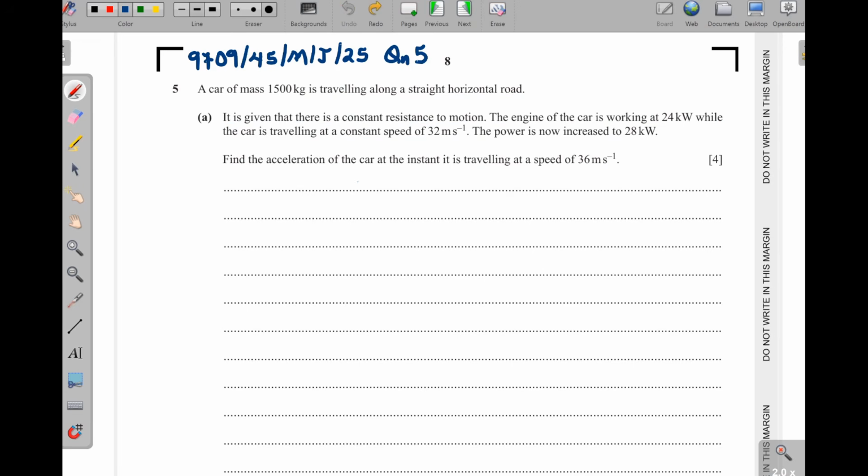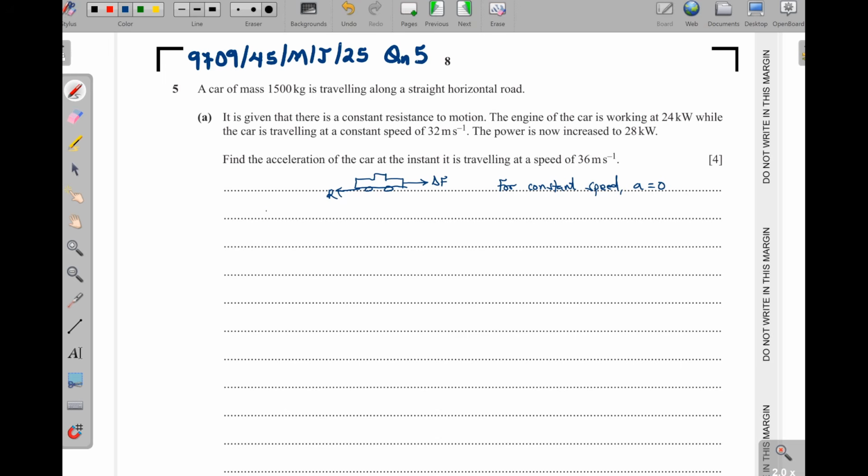Now, I'm having this car here on the horizontal road. This car has a driving force, and then it has a resistance force, let's say it is R. Now, they said that the car is traveling at a constant speed at first. So you should know that for constant speed, acceleration is always equal to 0.